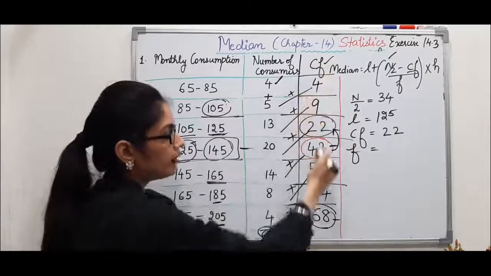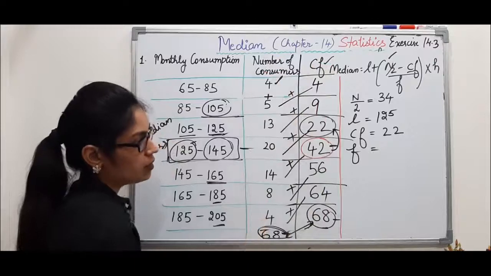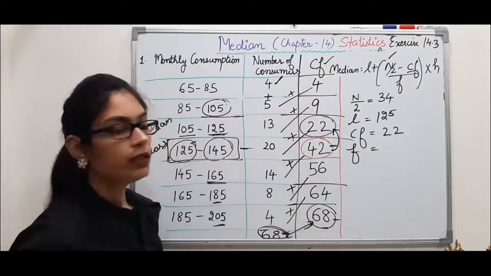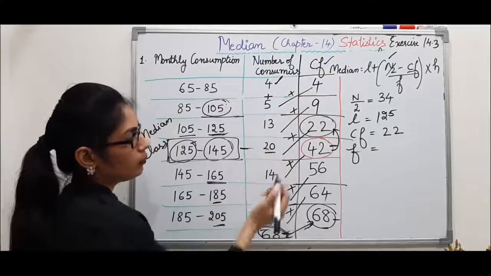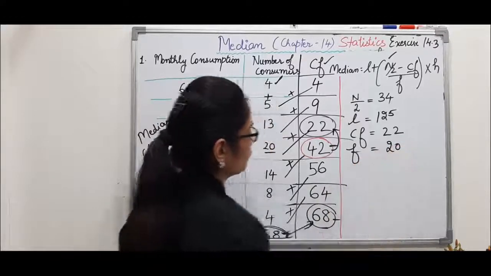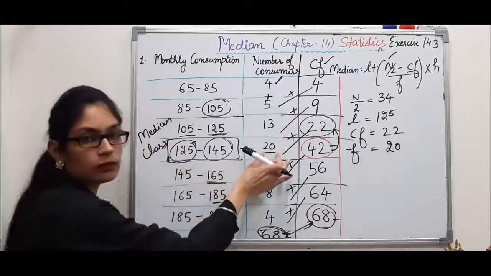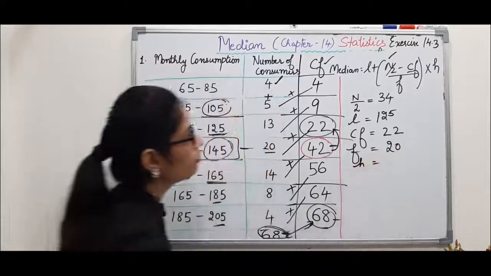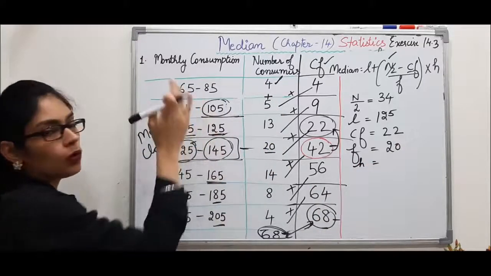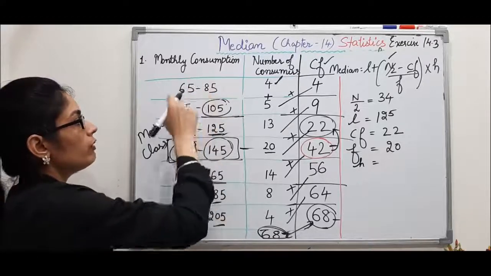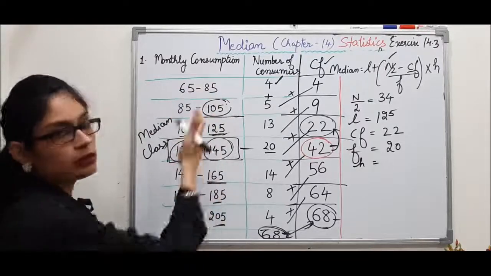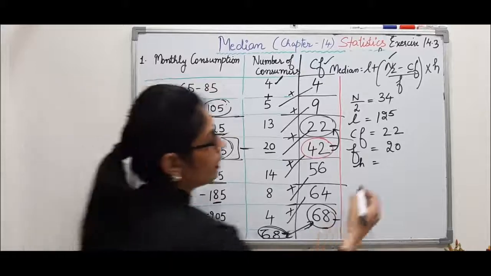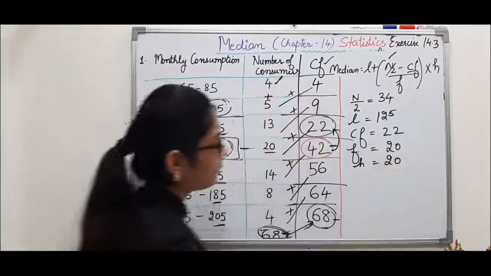Now frequency. We have to choose frequency from this column. This is cumulative frequency and this is frequency. So F is the frequency of the median class, and it will be 20, because this is the median class and this is its frequency. H is the height of the interval. You can see in all the intervals, 65 to 85, 85 to 105, there is a difference of 20. So height is equal to 20.